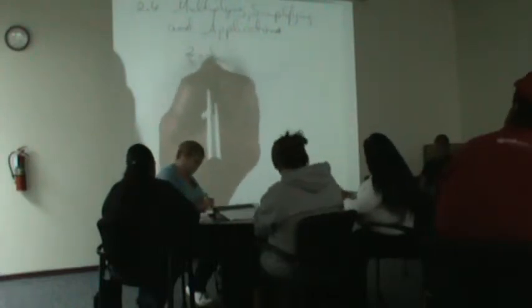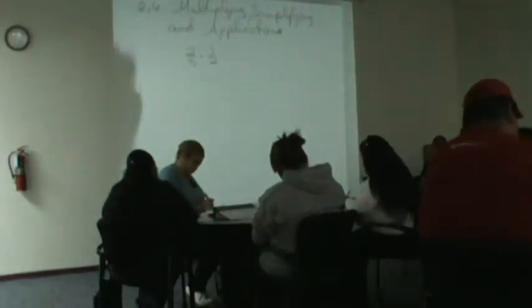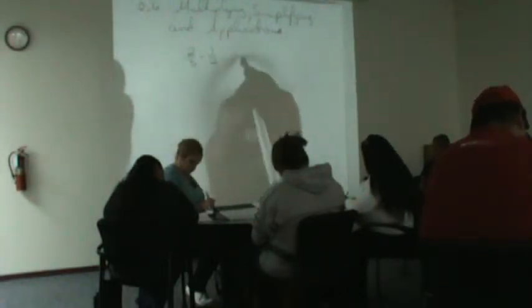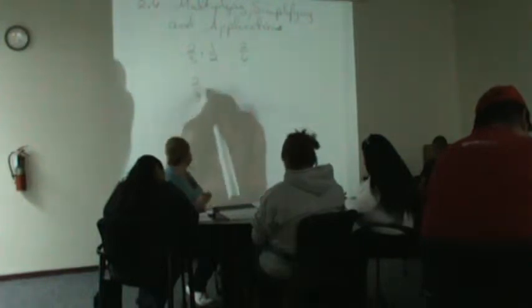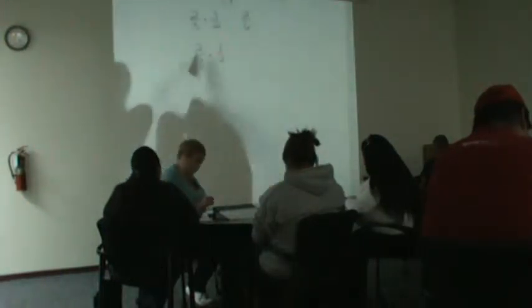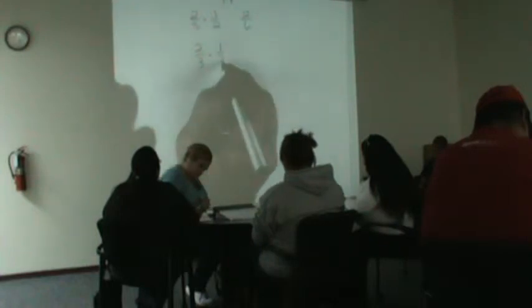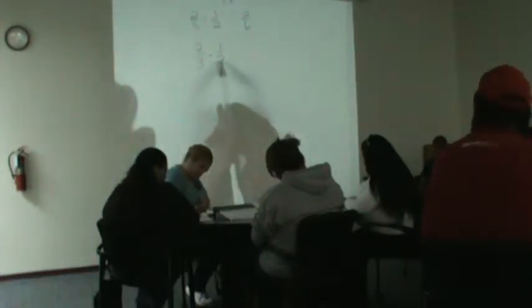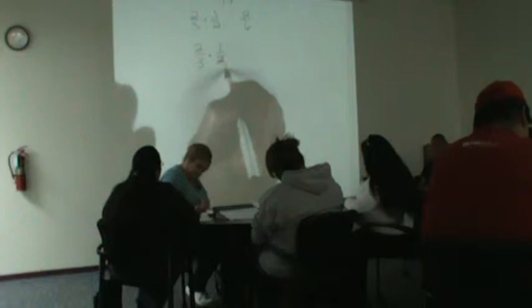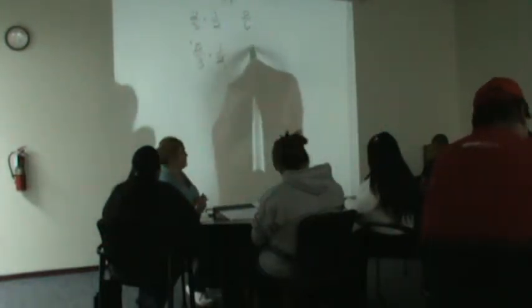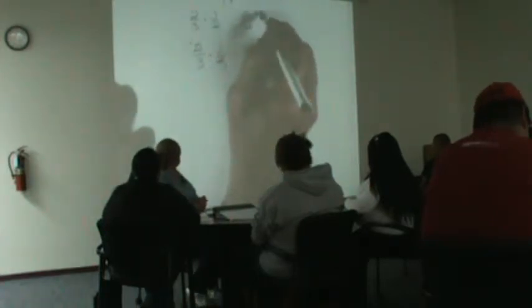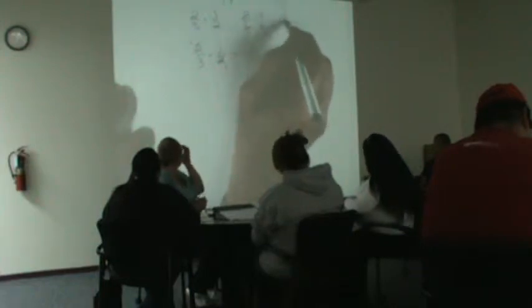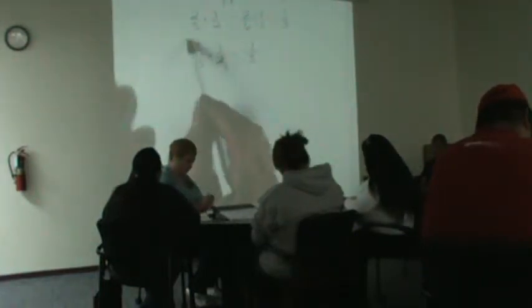2/3 times 1/2. Again, straight across. 2/6, or how was the other way we did it? Yeah, cross cancel. Cancel one top and one bottom. Divide by 2, divide by 2. 1 times 1 is 1, 3 times 1 is 3. This would have reduced by dividing by 2. Okay? So do it either way.